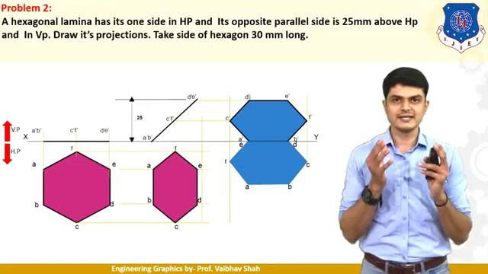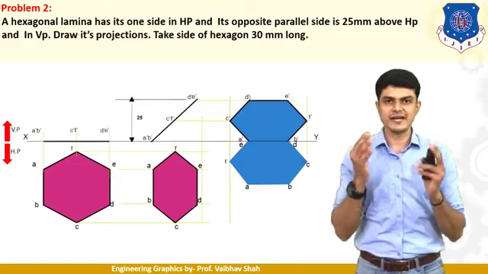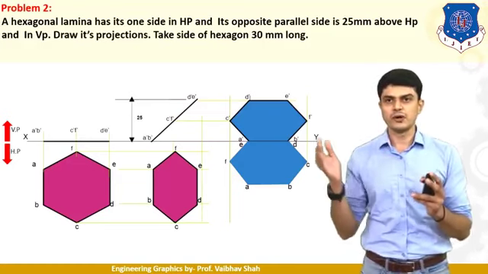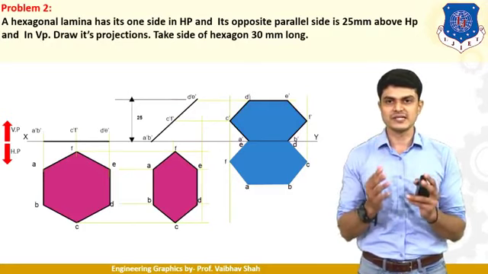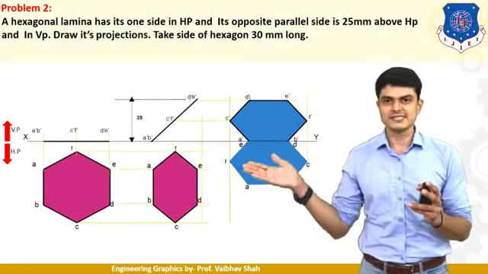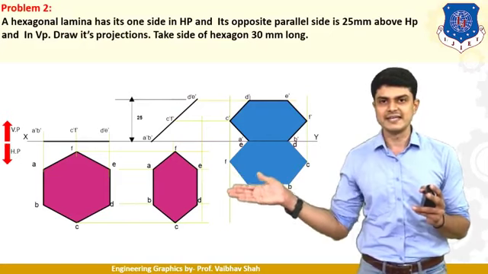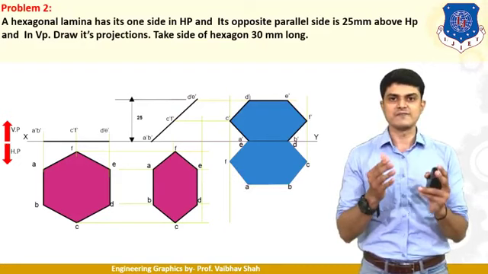So once again, here it is said that your opposite parallel side is 25 mm above HP. So opposite parallel side means what? Here the hexagon is resting on what side? AB, which is placed on the left hand side. So the opposite side of AB is what? Side CD. So we are talking about side CD. Side CD must be 25 mm above HP.